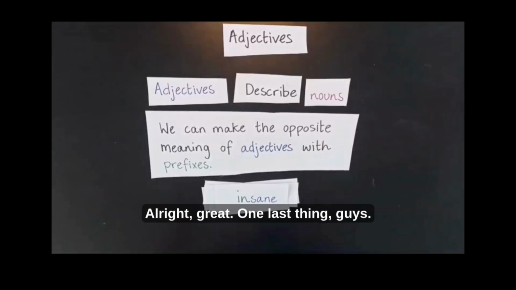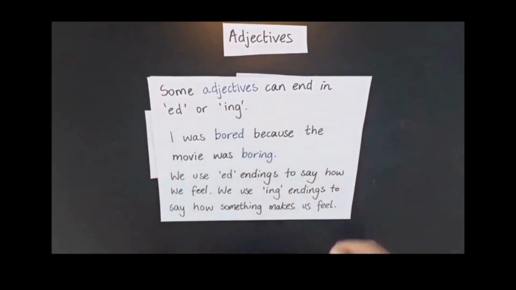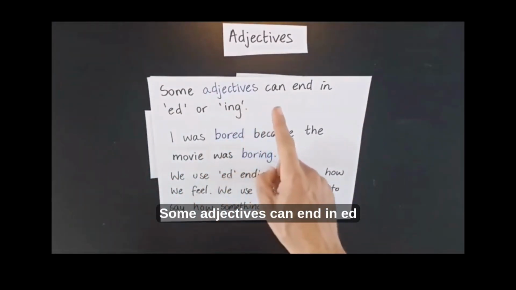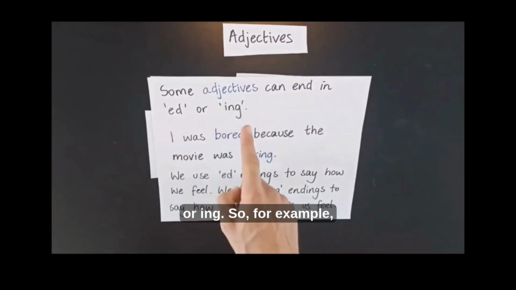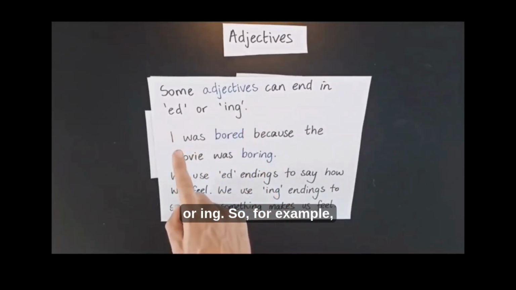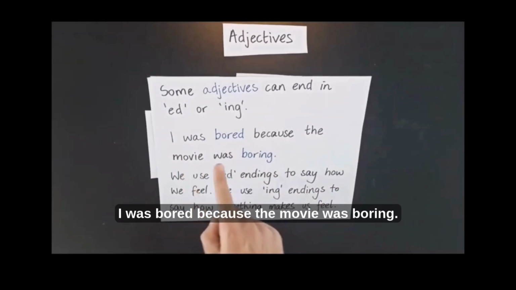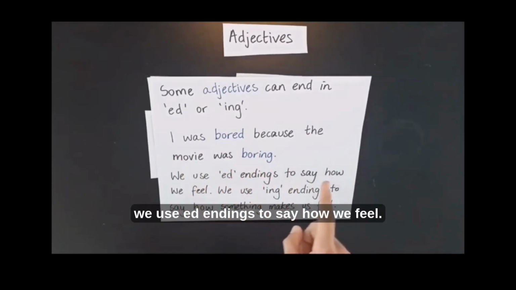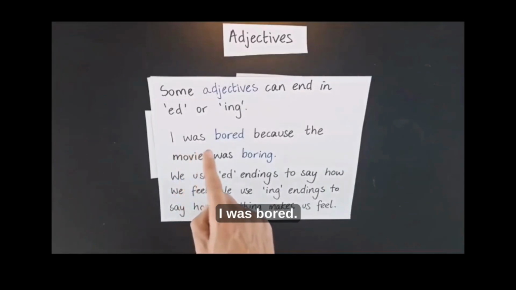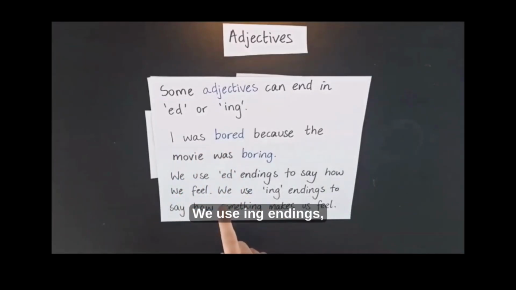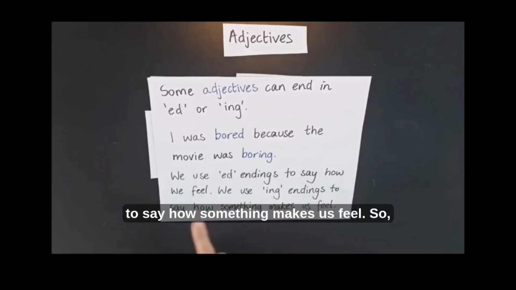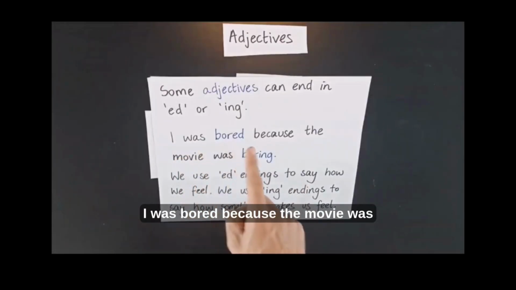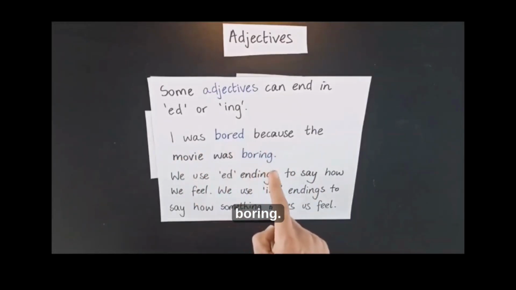Right, great. One last thing, guys. Some adjectives can end in ed or ing. So for example, I was bored because the movie was boring. Now we use ed endings to say how we feel. I was bored. We use ing endings, like boring, to say how something makes us feel. So I was bored because the movie was boring.